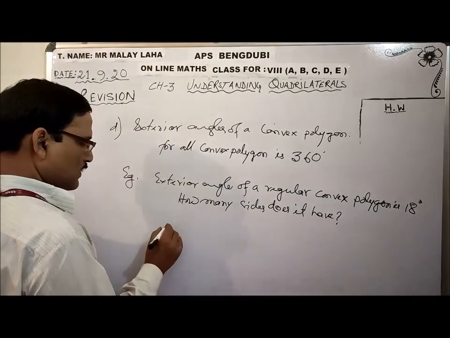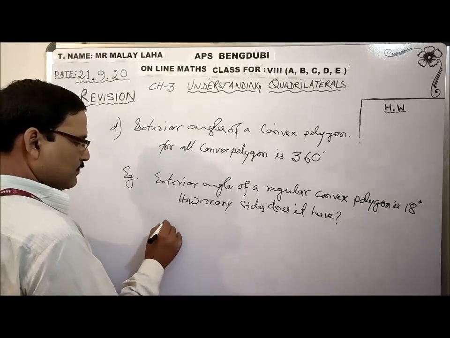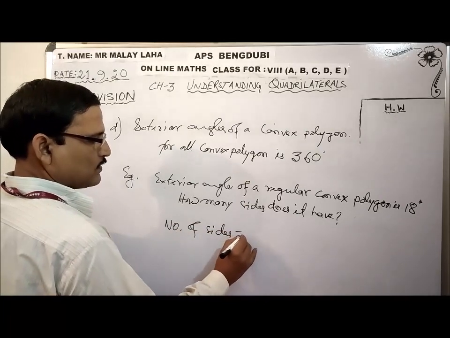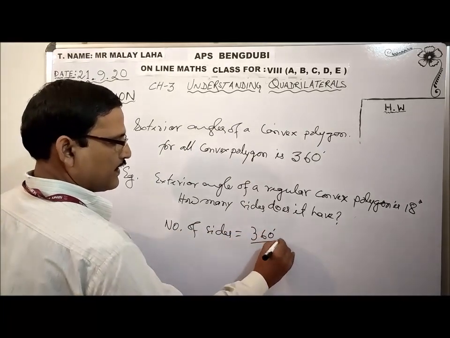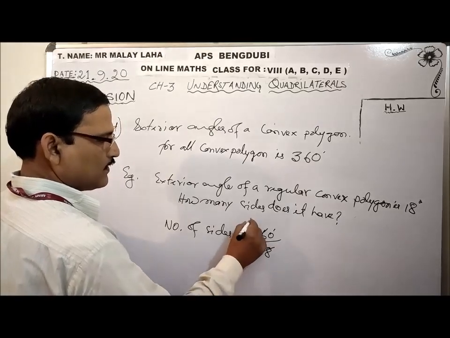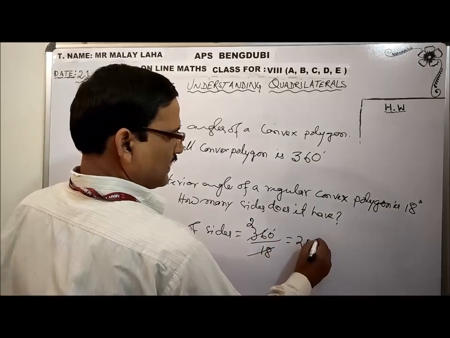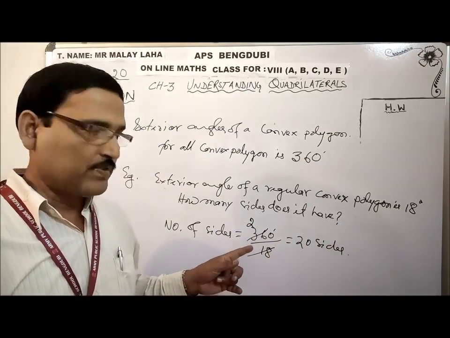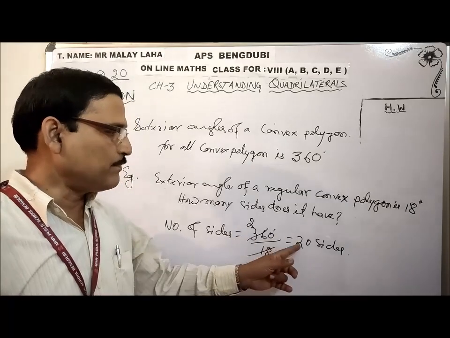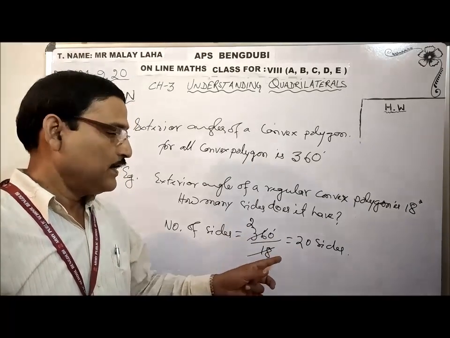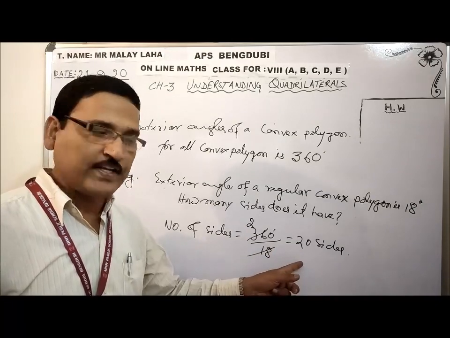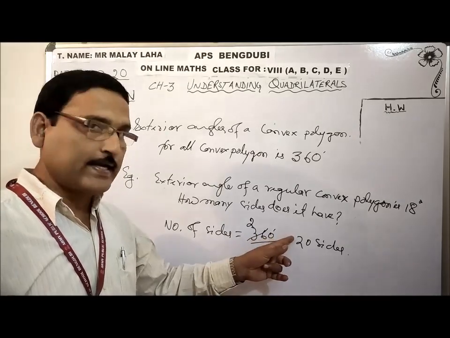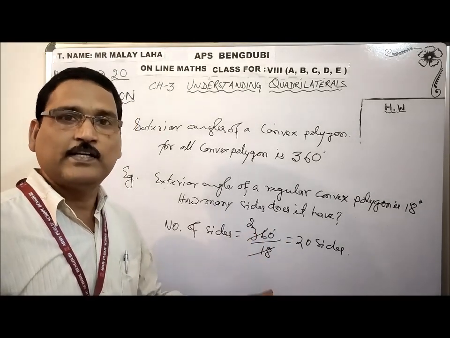So we know the number of sides equals 360 degrees divided by each exterior angle. That means the main concept is: if I know the number of sides, I can find the measure of each exterior angle. If I know the measure of each exterior angle, then divide 360 degrees by the angle and you will get the sides. Divide 360 by the number of sides, you will get the angle.